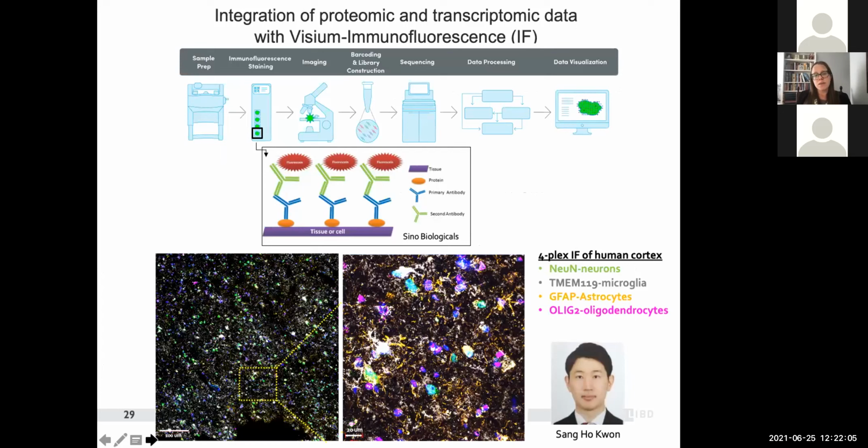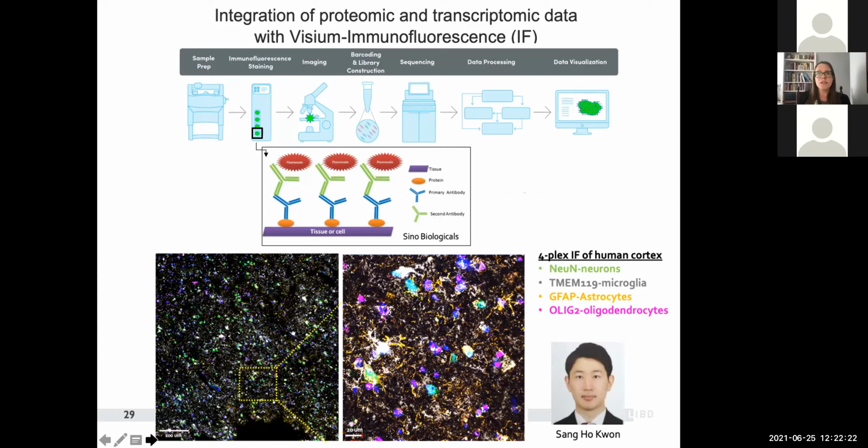So beyond the clinical relevance of our initial DLPFC study in neurotypical control subjects, we're also working to directly understand complex brain disorders. To do this, we've been setting up a new application of Visium called Visium immunofluorescence, or Visium-IF.